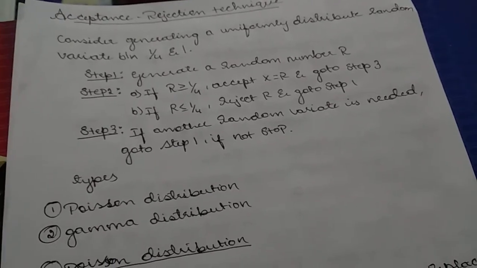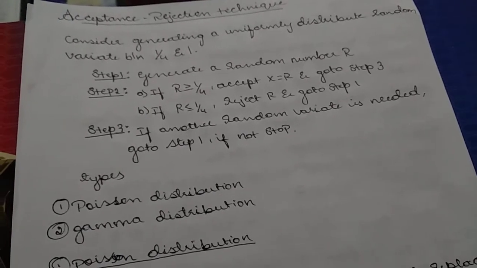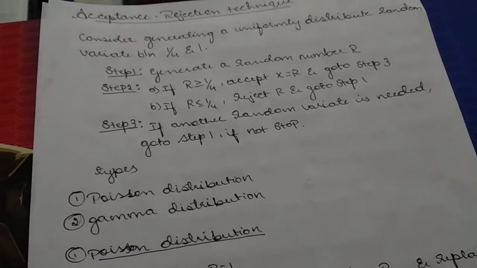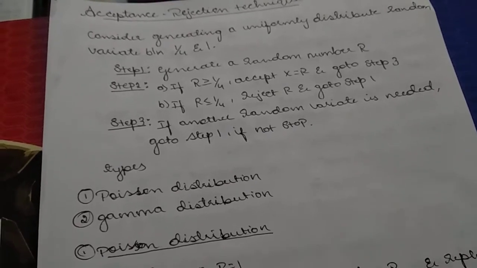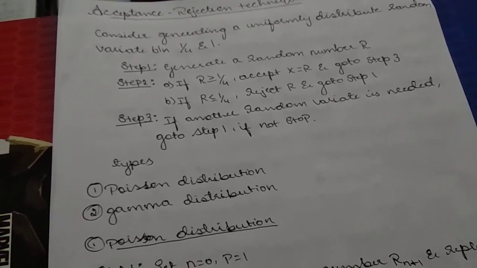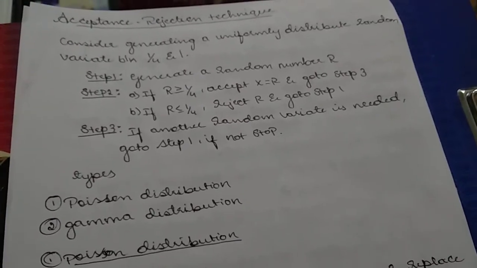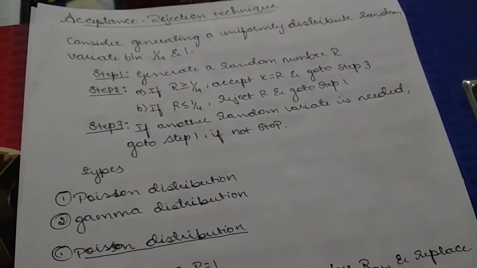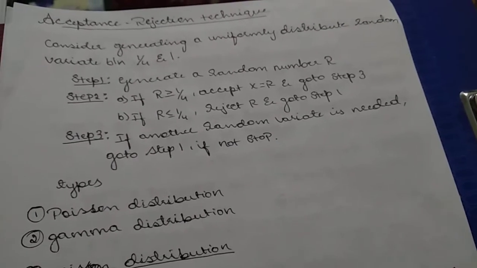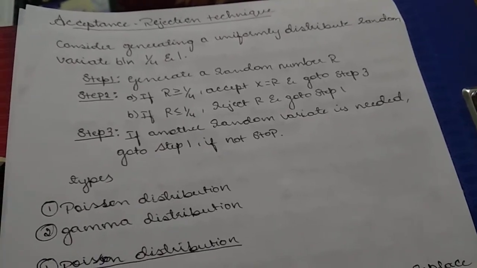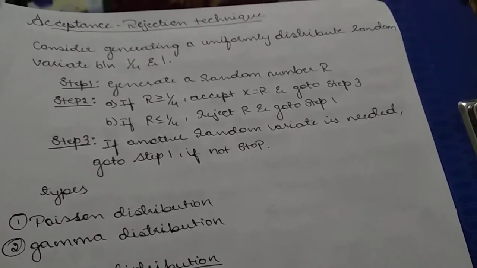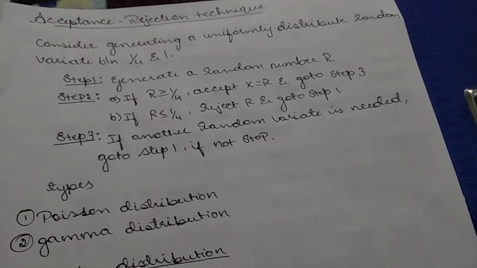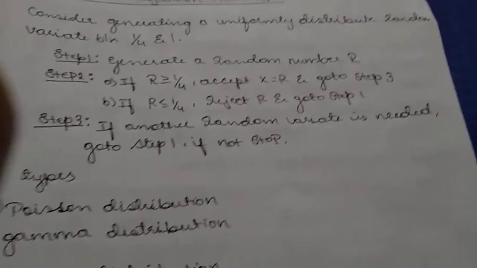And what do you mean by random variables? A random variable is like a function that maps the set of all possible outcomes, and here we get the outcome as a real number. The output of the random variate is a real number. In this we have two techniques: one is the inverse transform technique and the other is the acceptance rejection technique. The inverse transform technique we will take later. Now I will explain the acceptance rejection technique.